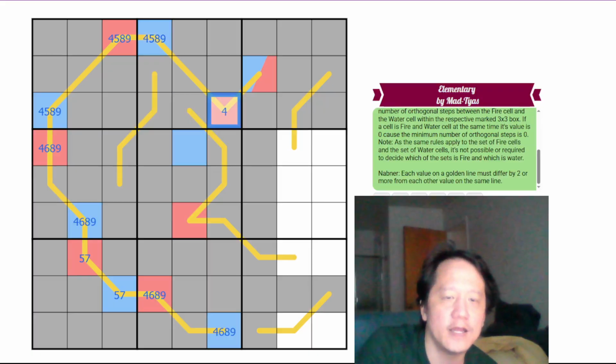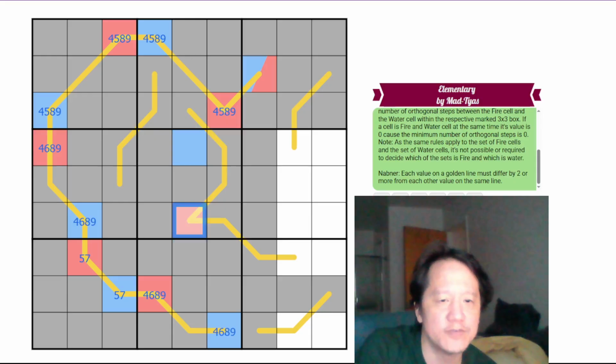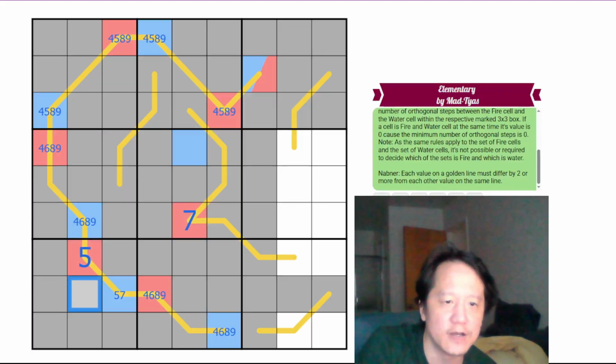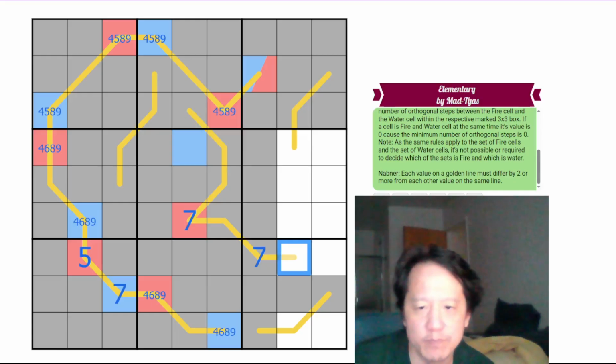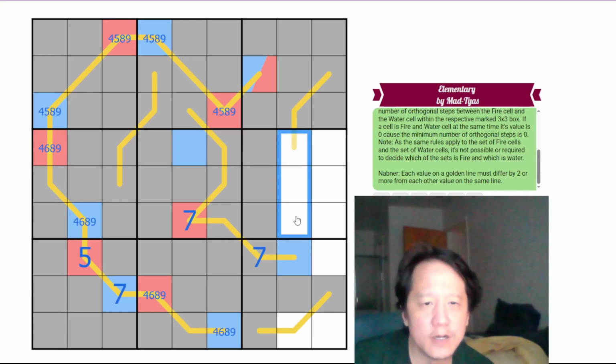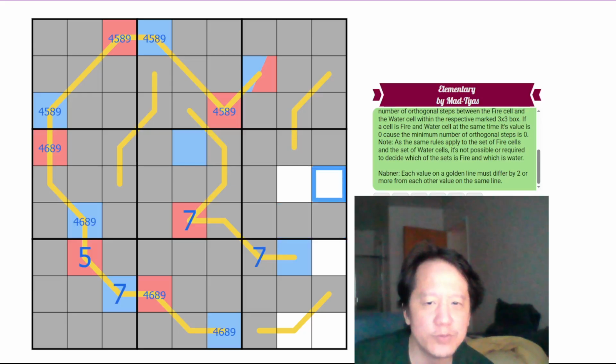So again, 8 and 9 are removed as possibilities here. We tried to have a 6 here, that doesn't work. So this has to be 7 here as the red, which makes this 5, that makes this 7. None of these can be 7 for the normal cells on the Nabner, which means 7 has to be here. This must be blue. Blue cannot be here. So these are normal. These are normal. So blue has to be here.